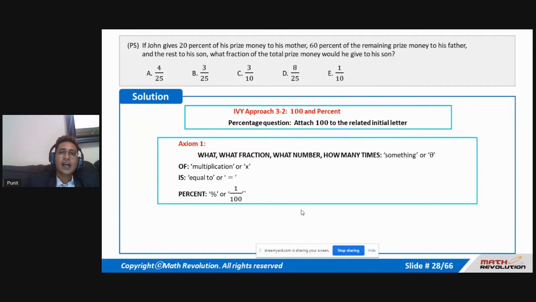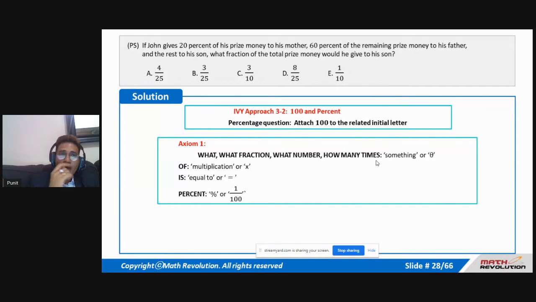There's an axiom 1 that I have been talking about in this particular question, which says, I'll go a bit slow on this: if you have a word like what fraction, what number, how many times, that is all about something, a theta maybe, or you can symbolize it with anything. The word of is all about multiplication. Is equals to, so is, was, were, has, will be is all equal to, and percentage we know is 1 over 100.